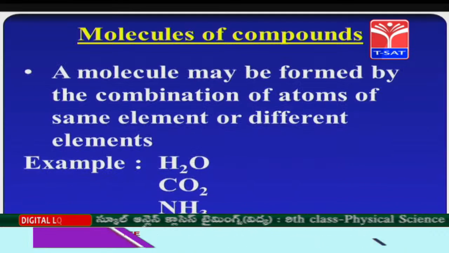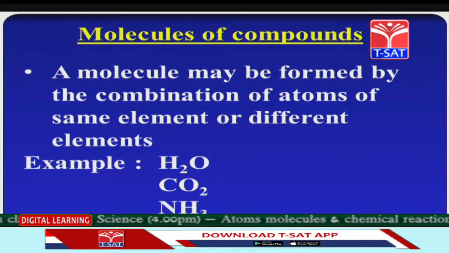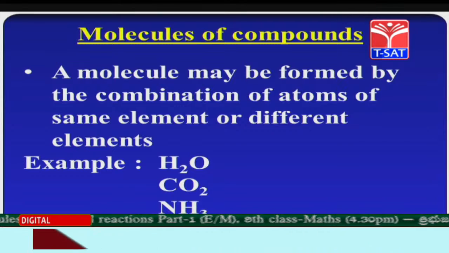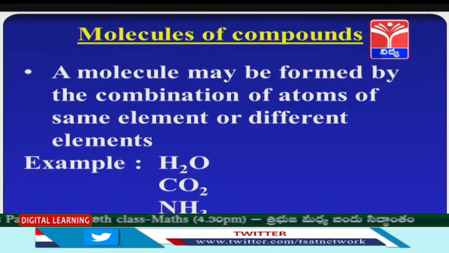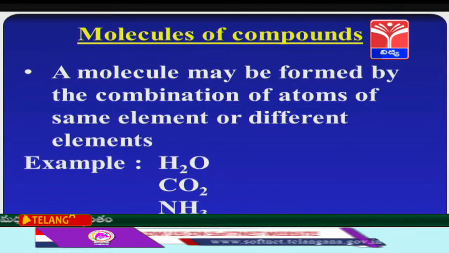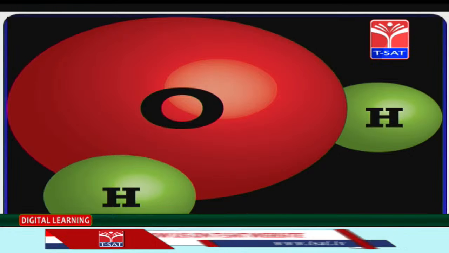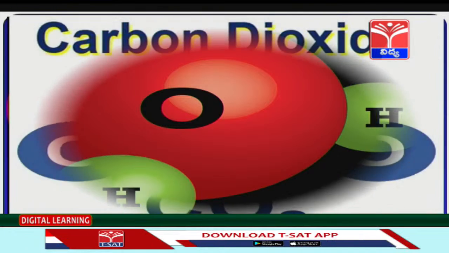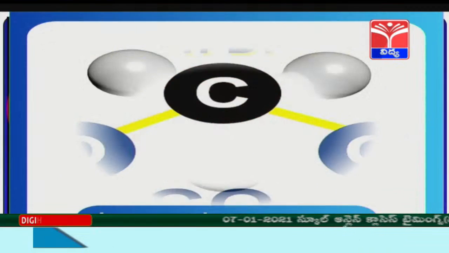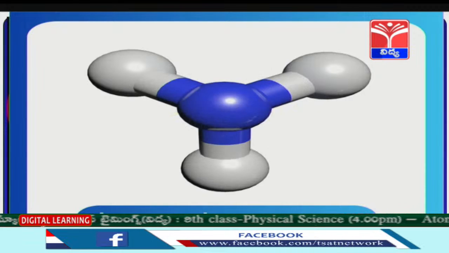How are we going to write the molecules of a compound, children? As I told you, a molecule is formed by the combination of atoms of the same element or different elements. Here we have written the formula of water, H2O, the molecular formula of carbon dioxide, CO2, and the molecular formula of NH3. This is the water molecule, one atom of oxygen with 2 atoms of hydrogen. This is carbon dioxide, one atom of carbon and 2 atoms of oxygen. This is the ammonia molecule, one atom of nitrogen and 3 atoms of hydrogen.